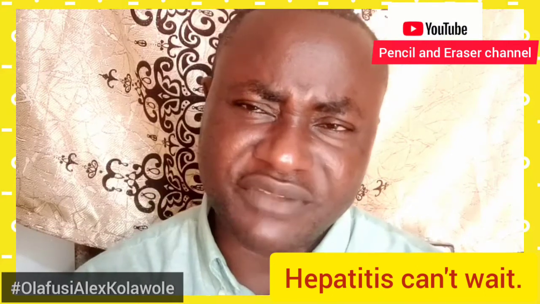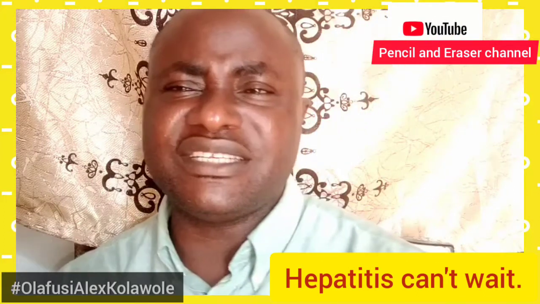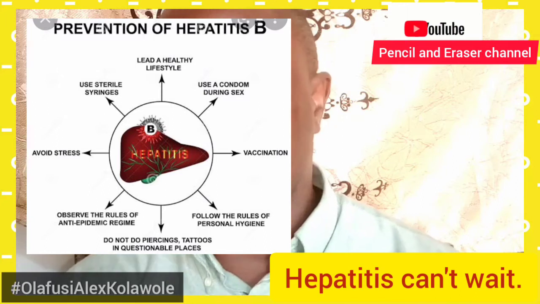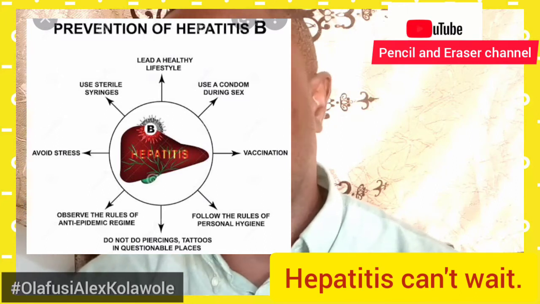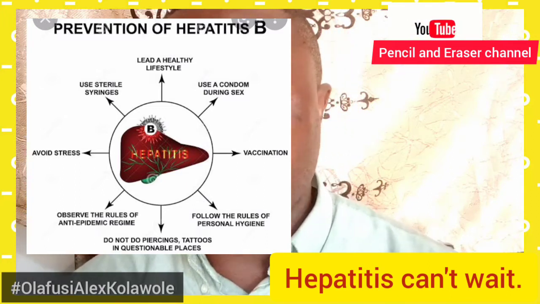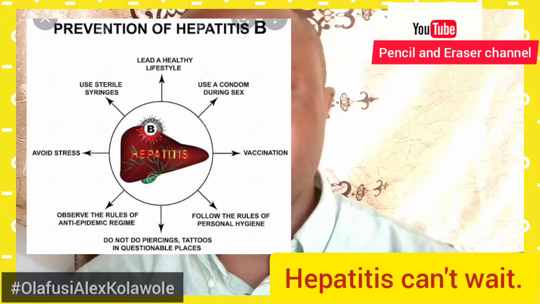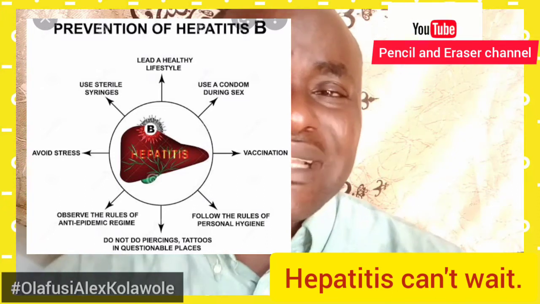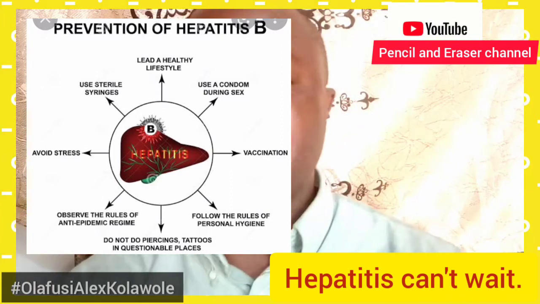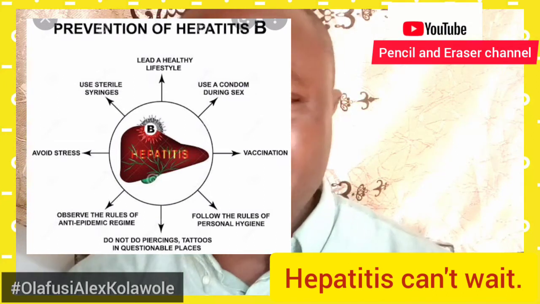Let's talk about the preventive measures. How do we prevent ourselves from contracting hepatitis? One is by testing, screening. Go for hepatitis screening so that you know whether you have contracted the infection. Some people may have this infection for years, and the earlier the infection, the more dangerous it is, especially the one passed from mother to child. So it is better to go for screening. Go and do the test.